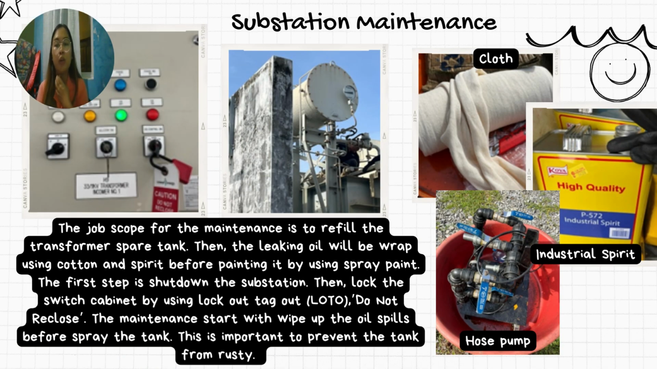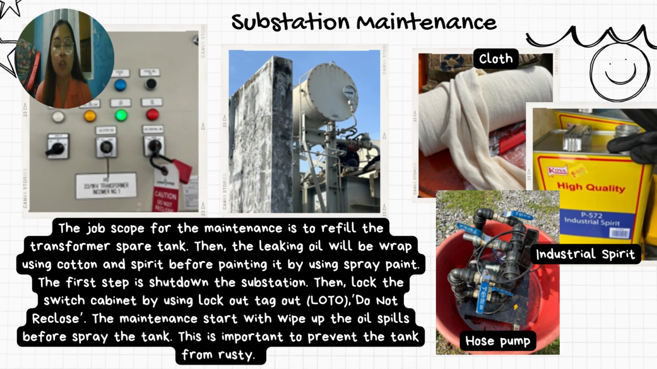This one is also one of the substation maintenance works. The job scope is also to refill the transformer oil. The job scope for the maintenance is refilling the transformer spare tank. Then the leaking oil will be wrapped using cotton and spirit before painting it using spray paint. The first step is to shut down the substation, that you can see in the first picture, and then lock the switch cabinet using LOTO and do not reclose. The maintenance starts with wiping the oil spills before spraying the tank using the spray paint.